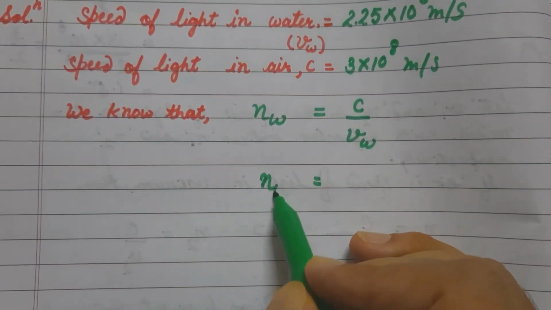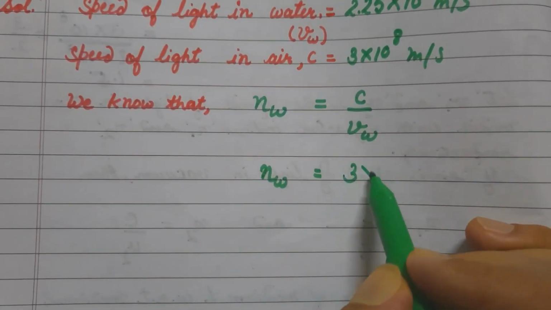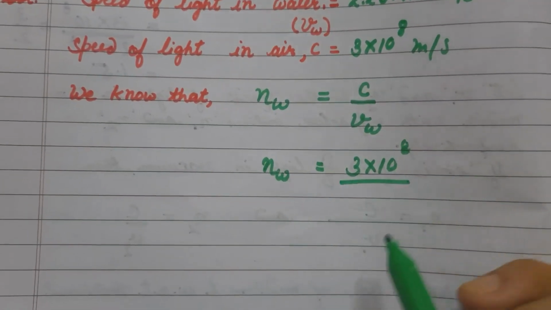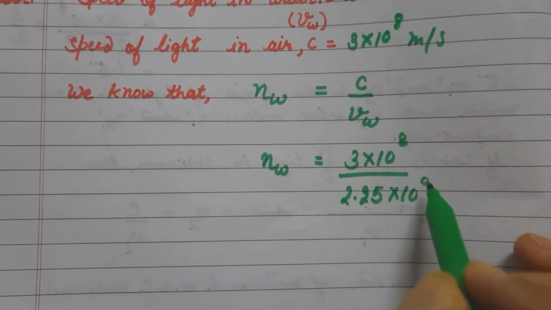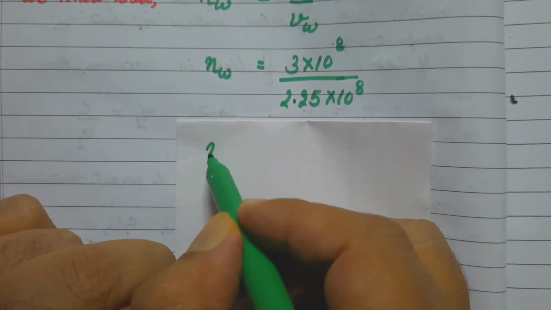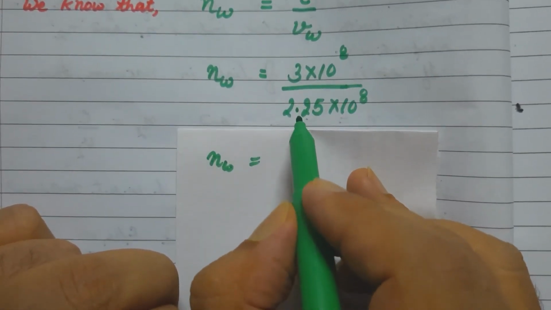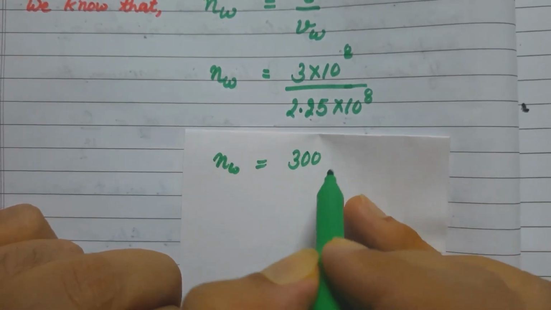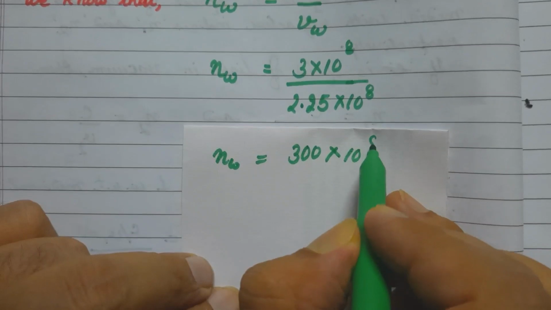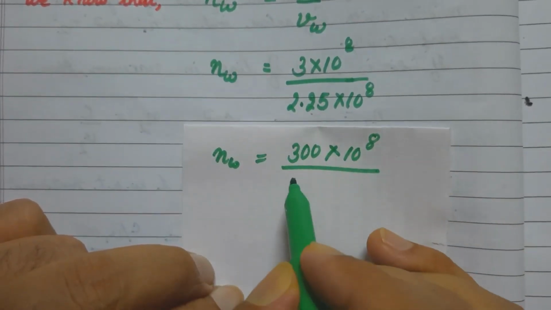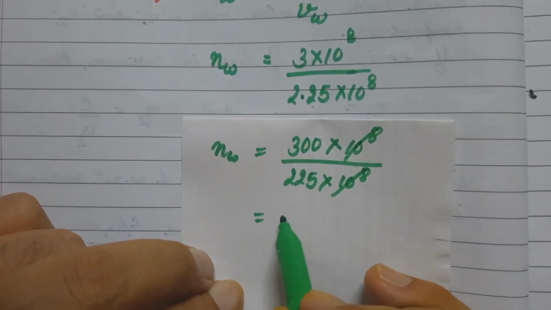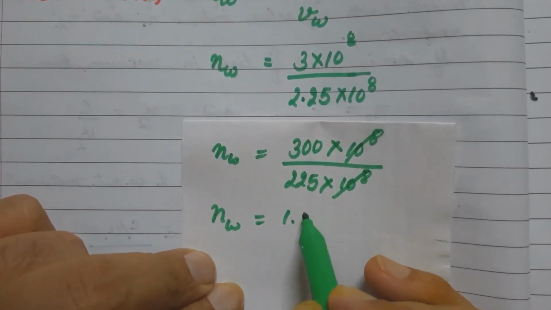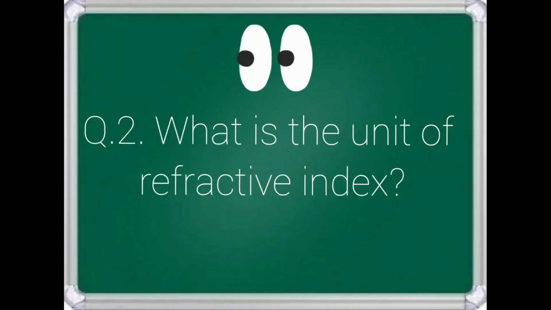Let us calculate the refractive index of water. Value of c is 3 × 10^8, and that of v_w is 2.25 × 10^8. Now n_w is equal to, we'll remove the decimal point, 300 × 10^8 upon 225 × 10^8. And by solving this, the answer is 1.33.